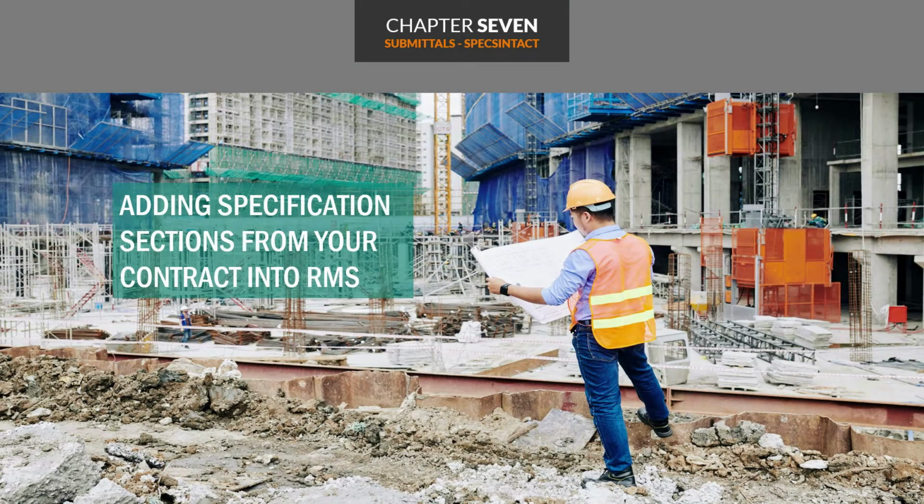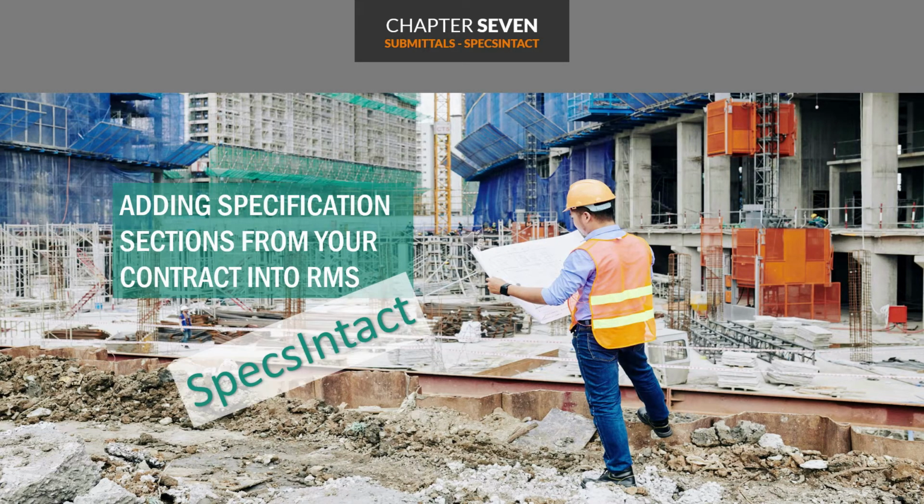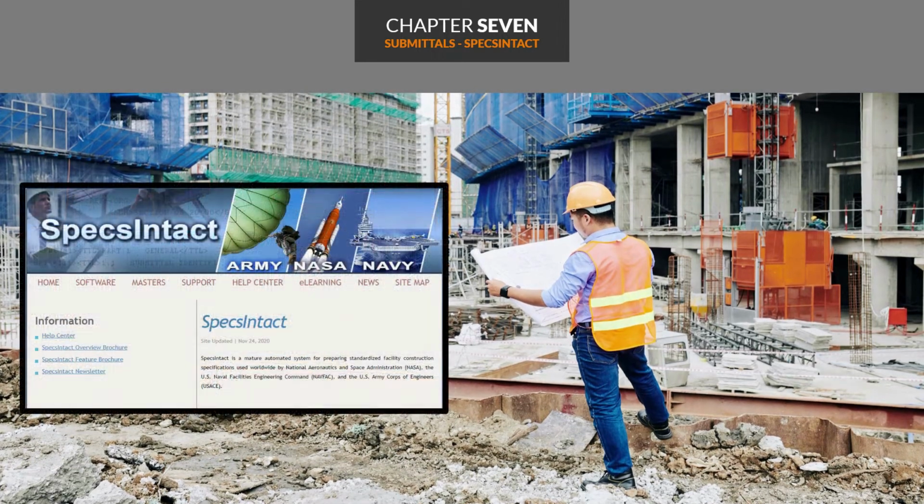The easiest and most effective way to add your contract submittals into RMS is by using Specs Intact. If your contract is design, bid, build, it is very likely that the designer developed the specifications for your contract using Specs Intact. Your USACE representative can help guide you with what is required here. When Specs Intact is used, the Submittal Register will also simultaneously populate all the specification section numbers that were prepared in Specs Intact. However, you will still need to manually enter the titles of the sections.